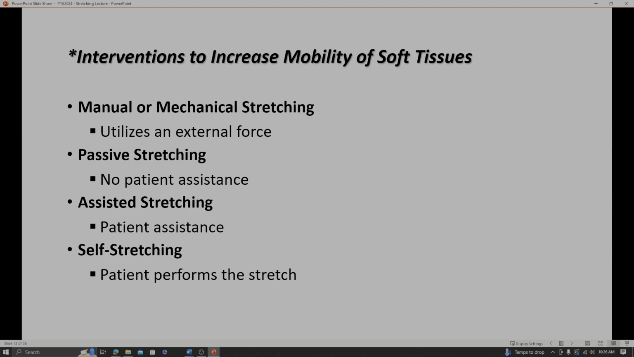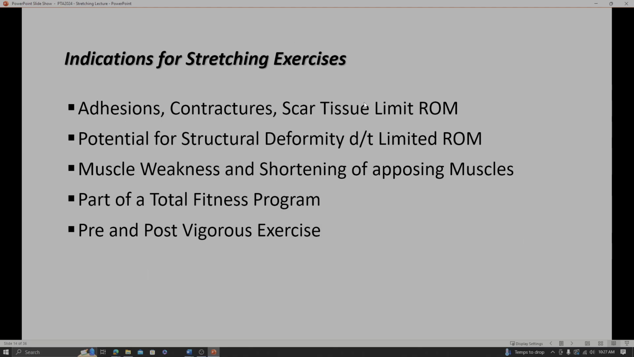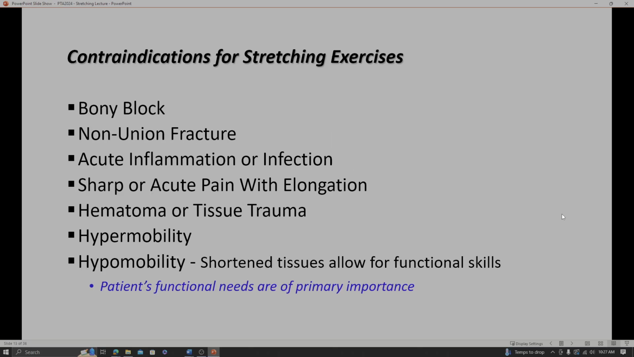So how do we affect the mobility of soft tissue? Well, we can manually or mechanically stretch it using external force. We can passively stretch it. The patient's not involved, right? I do all the stretching. They can assist in the stretching, and they could do self-stretching. So these are all indications. Just know these: adhesions, contractures, scar tissue limitations, right? We can address those things with stretching exercises. Potential for structural deformity, just determined by limited range of motion. Weakness and adaptive shortening of opposing muscles, part of a total fitness program, and pre and post exercise.